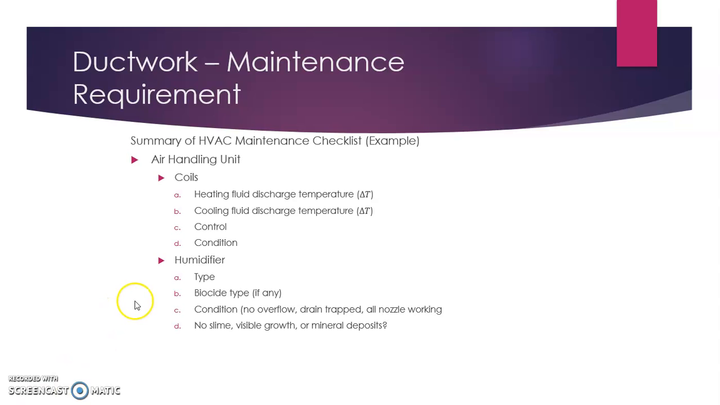If the humidifier is not in good condition, usually our air conditioning system will have too much moisture and we cannot achieve the correct relative humidity that we want. So we have to check first the type, the biocide type, and the condition, whether there is no overflow, the drain trap, or any nozzle, and make sure all nozzles are working in that humidifier. We also have to check for any slime, visible growth, and mineral deposit. If, for example, any algae or slime grows in that particular humidifier, that means the humidifier is not in good condition for absorbing the moisture.